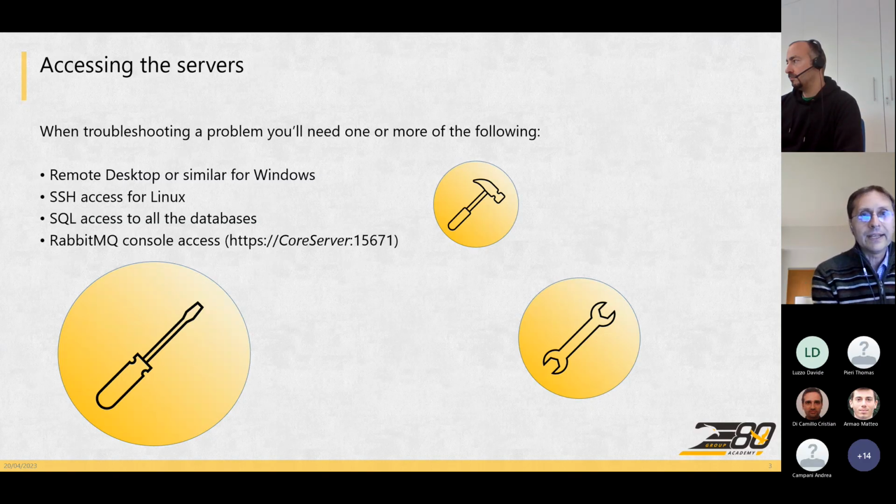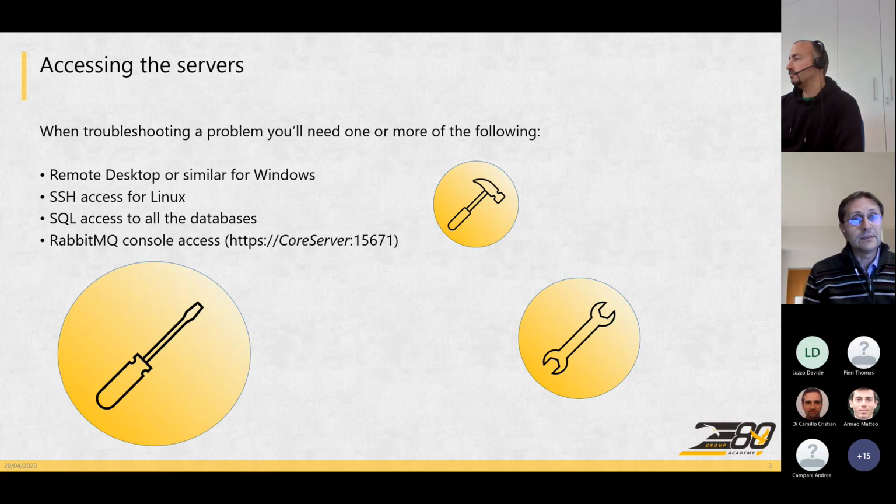Okay, so let's start from the basics. First, it is actually necessary to do any troubleshooting to have the correct tools. First off, we need to be able to get inside the system that we want to troubleshoot. For Windows, typically it's useful to have a remote desktop or similar access like TeamViewer or anything that can connect directly to the machine. For Linux, so for all the containers and the front end, it is useful to have the SSH access, so the Linux shell.